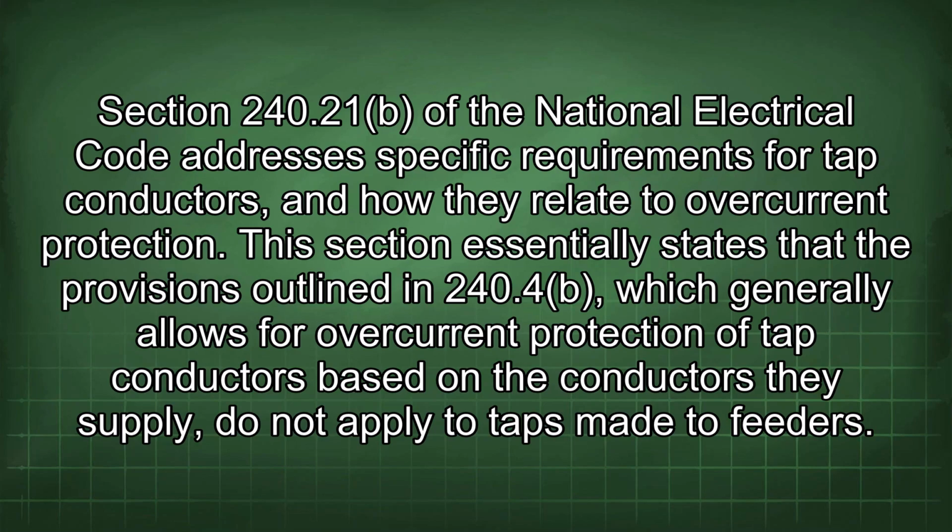Section 240.21 of the National Electrical Code addresses specific requirements for tap conductors and how they relate to overcurrent protection. This section essentially states that the provisions outlined in 240.4, which generally allows for overcurrent protection of tap conductors based on the conductors they supply, do not apply to taps made to feeders.